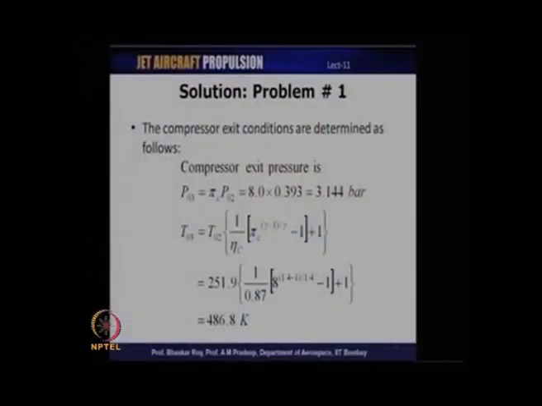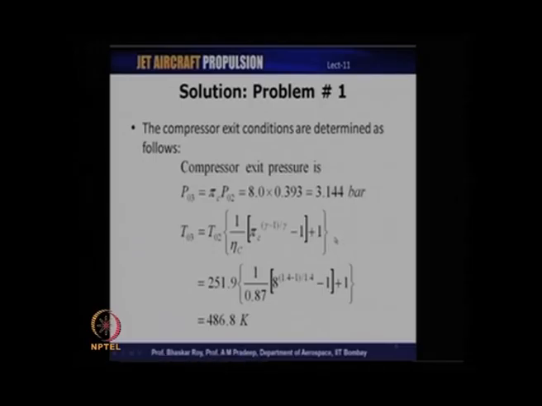So compressor exit stagnation pressure is 3.144 bar, and exit stagnation temperature is from the efficiency definition. T03 is equal to T02 multiplied by [1 plus (1 by eta C) multiplied by (pi C raised to (gamma minus 1) by gamma, minus 1)]. So this basically gives us the stagnation temperature at the compressor exit. So all these parameters on the right hand side are known to us now. T02 we have calculated in the previous slide. Eta C is specified, pi C is the pressure ratio, gamma is 1.4.